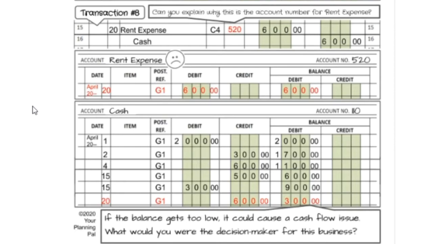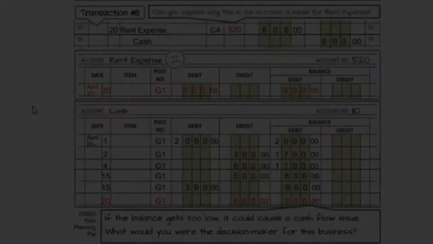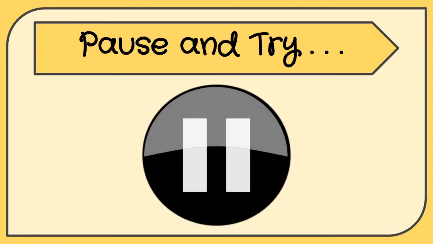Now, if a balance gets too low, it could cause cash flow issues. So if you were the decision maker for this business and your cash was depleting in this way, what decisions could you make? I'm going to go ahead and pause so you can think and discuss.